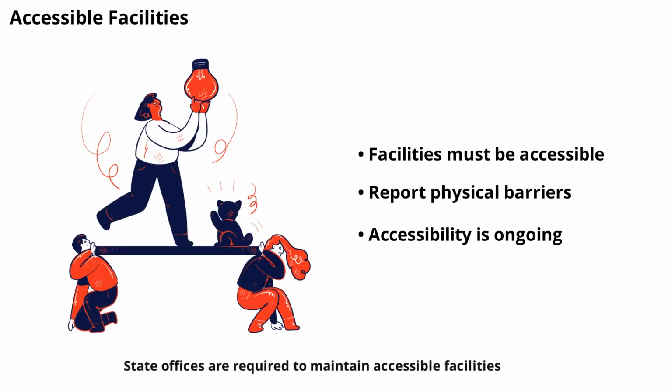State offices are required to maintain accessible facilities. This includes ramps, elevators, accessible restrooms, and clear signage. If you encounter a physical barrier, you can request that it be addressed as an accommodation. Accessibility is an ongoing responsibility for public agencies.